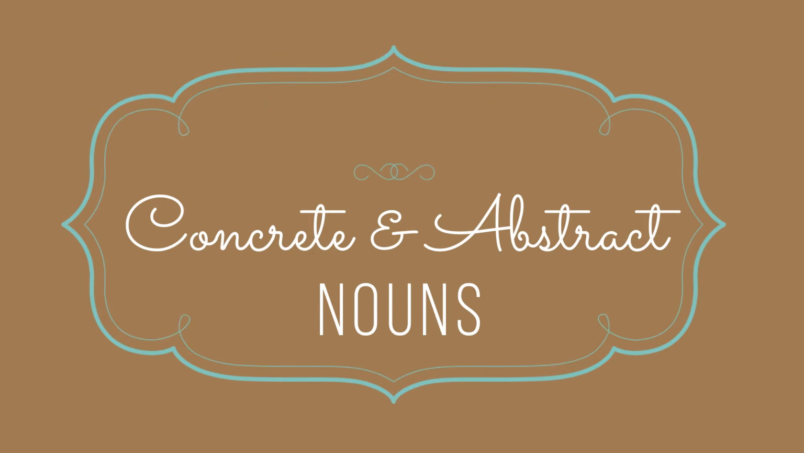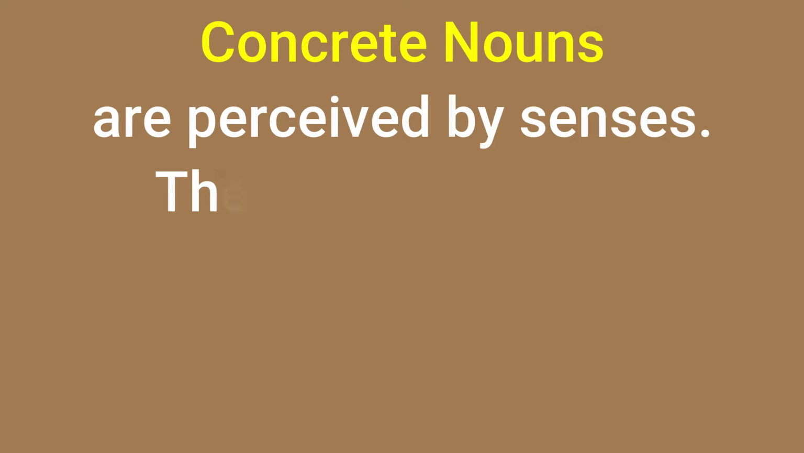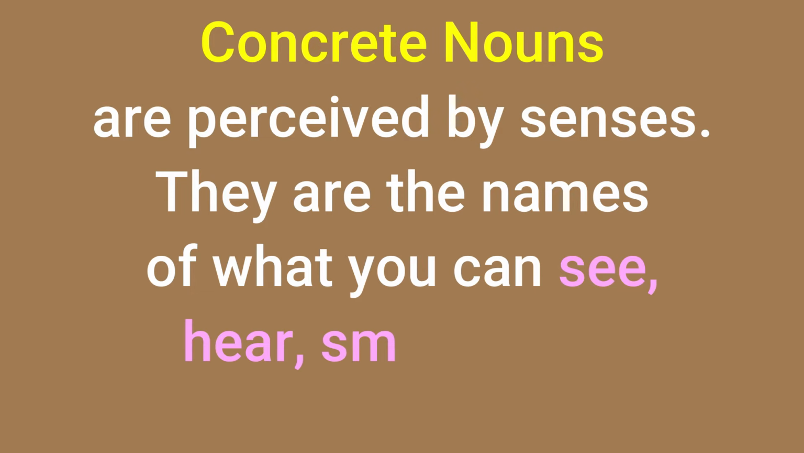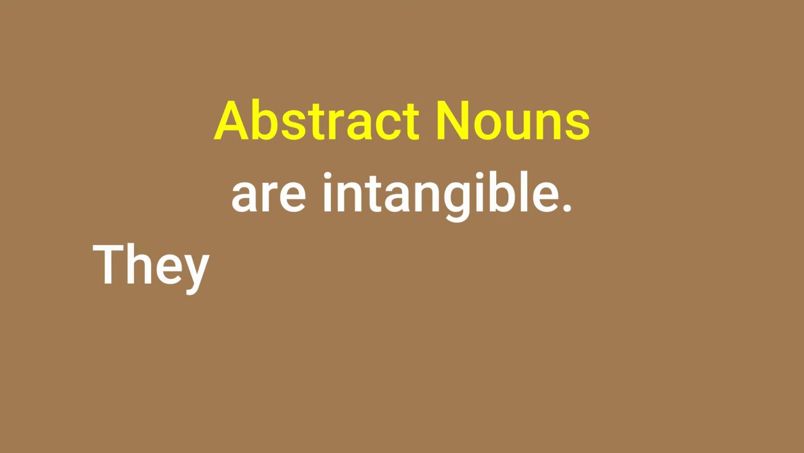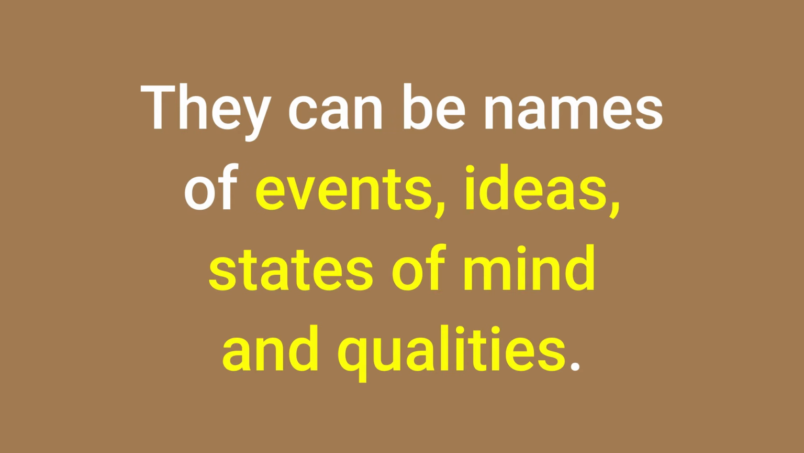Now we have concrete and abstract nouns. Concrete nouns are perceived by senses. They are the names of what you can see, hear, smell, taste, and touch. Abstract nouns, on the other hand, are intangible. They cannot be perceived by senses. They can be names of events, ideas, states of mind, and qualities.